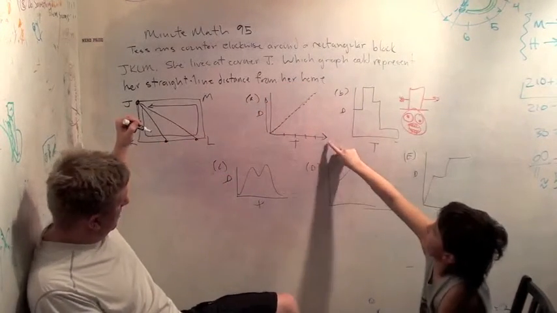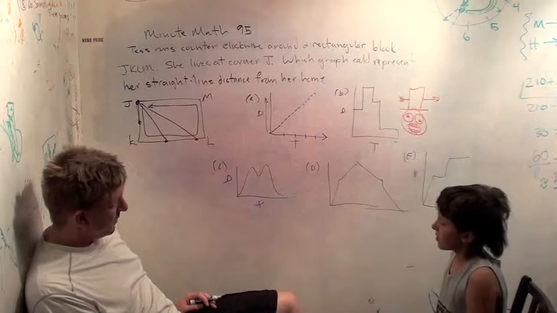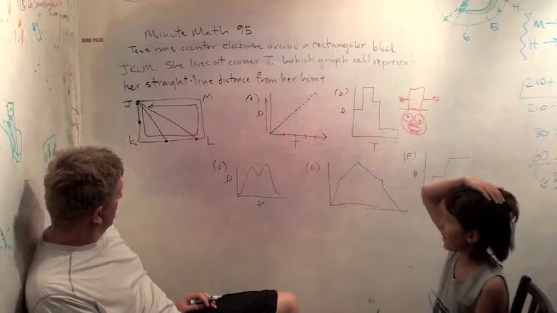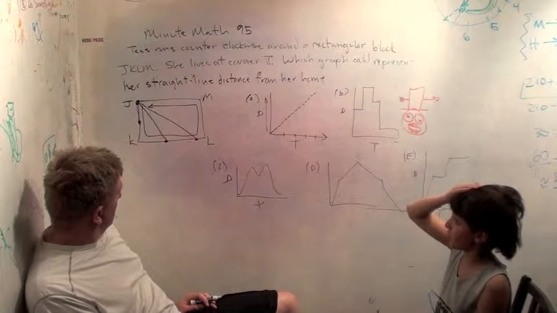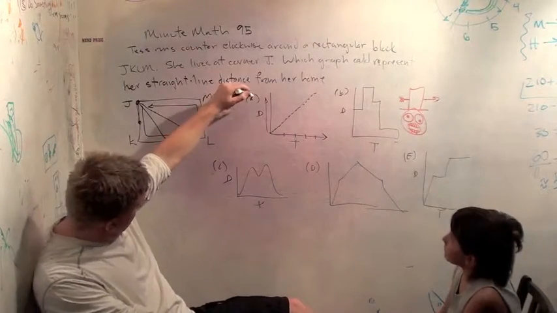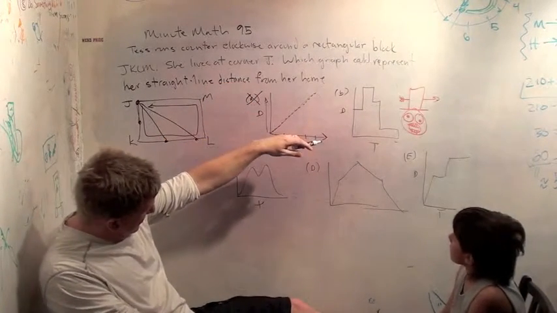Now, this one couldn't be possible. Why not? Because she's getting farther and farther away, and then when she goes by corner M, she gets closer and closer. Okay, very good. So we can eliminate A, right? Yep. Okay, now B is an interesting one.